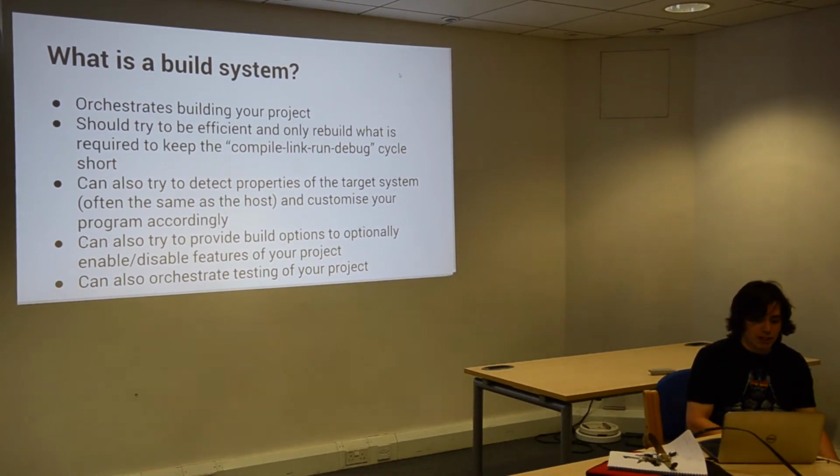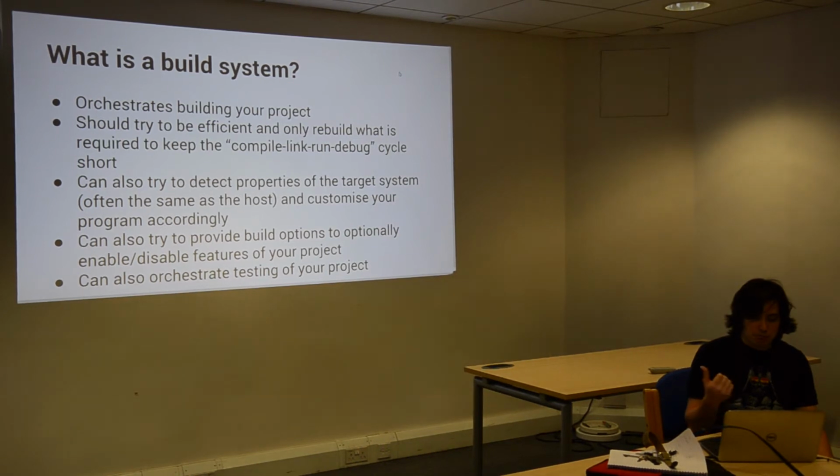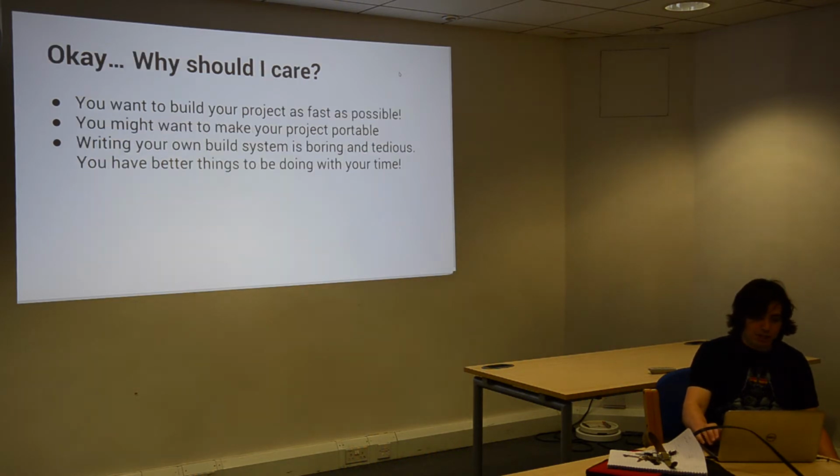They can also try to detect properties of the target system, by which I mean whatever machine you want your program to run on. So it can detect: does it have this header file, does it have this compiler, and you can build your program accordingly depending on what's detected. Build systems can also provide options, say use this library or use that library. It can be a flag, and the user can decide when building the program, I want to use this or that. And it can also orchestrate testing, if you feel like actually doing some testing.